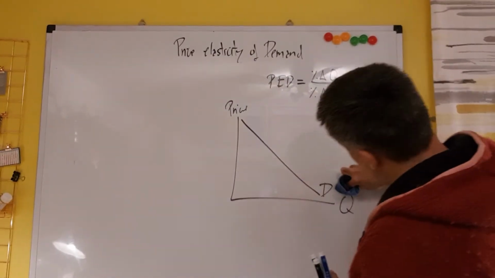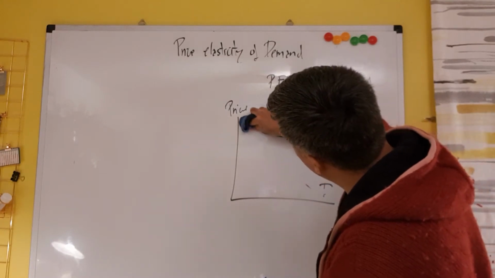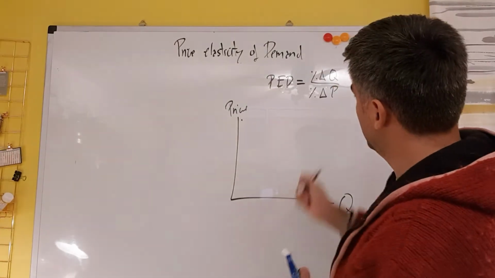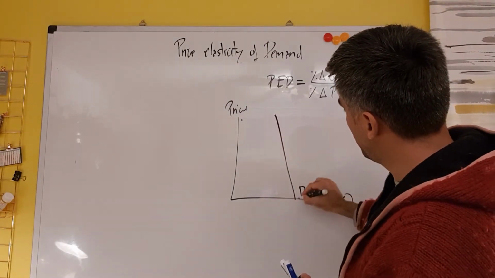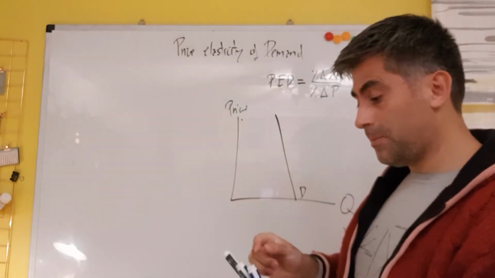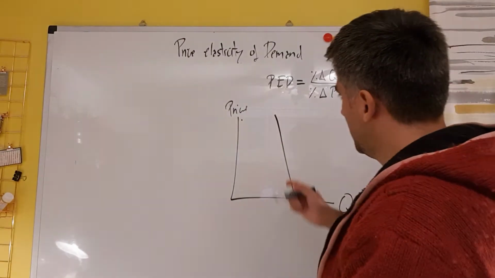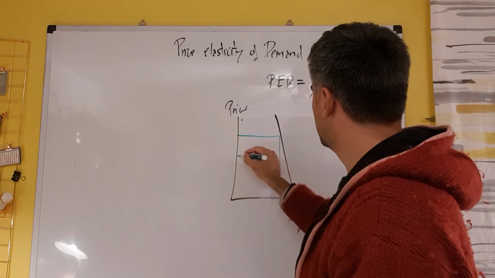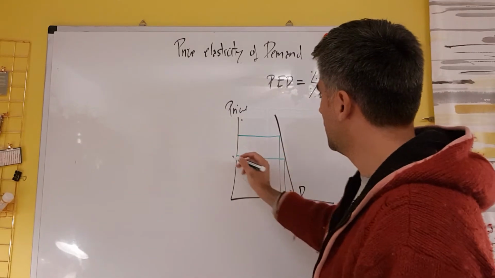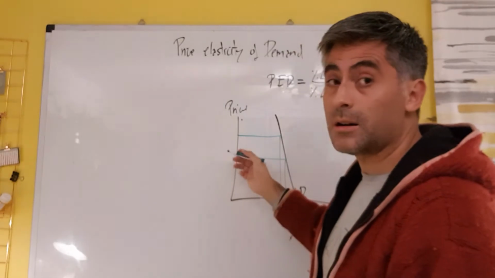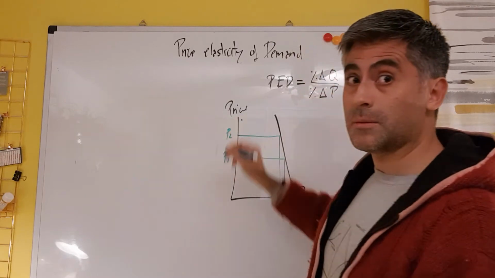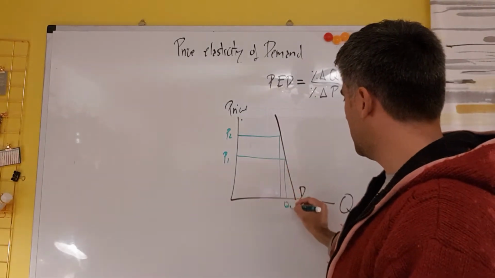On the other hand, if it veers more towards being vertical, something like this, then that would be inelastic. Let's see why. Let's see how sensitive they are to a change in price. P1, P2, so it's an increase in price. And we see that Q1, now we got Q2.